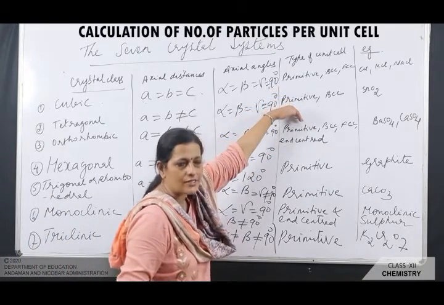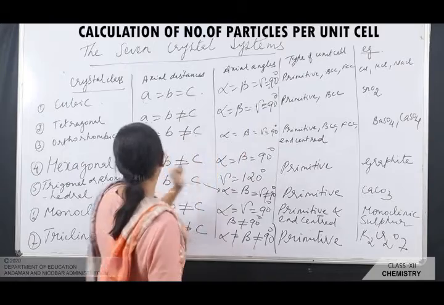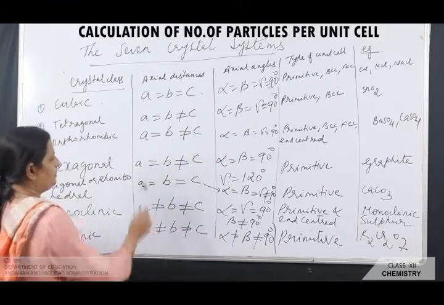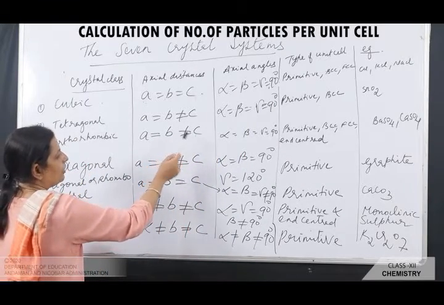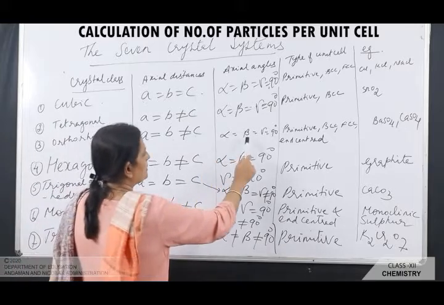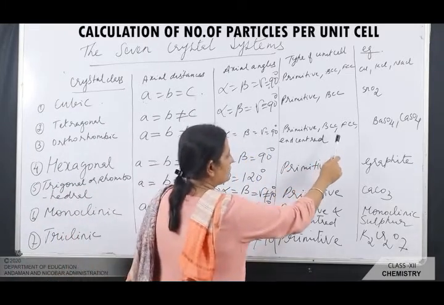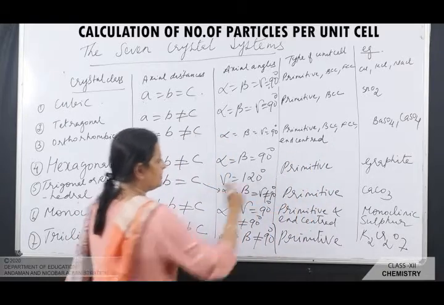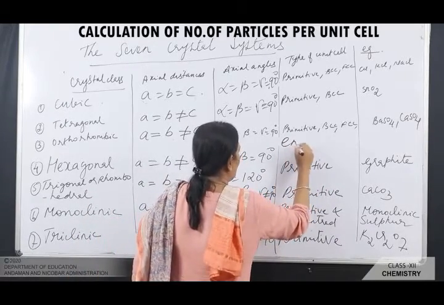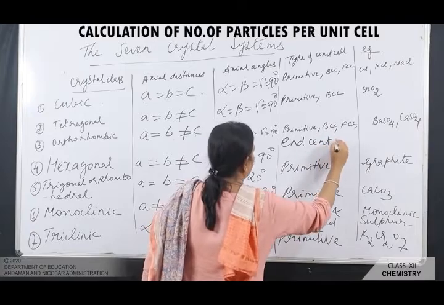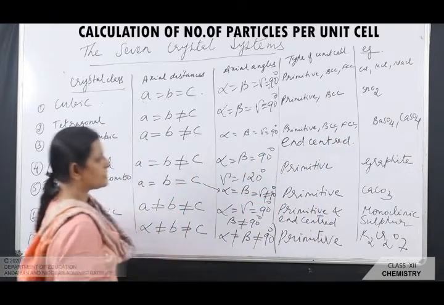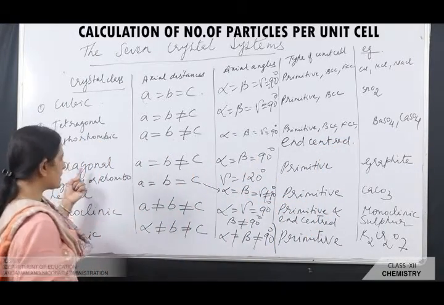Primitive is also known as what? Simple cubic unit cell. Then comes orthorhombic, where a is not equal to b, b not equal to c, alpha equal to beta is equal to gamma equal to 90 degree. And it is primitive, BCC, FCC or end-centered. So the example is barium sulfate, calcium sulfate. Then comes hexagonal.